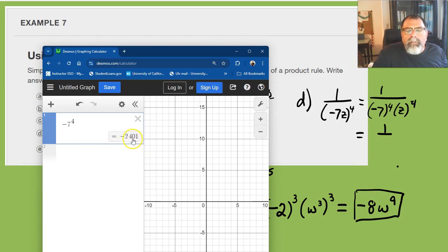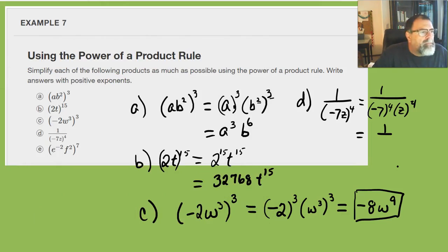see, it's negative 2,401. But if I put parentheses around it, the way that this is interpreted is this is the opposite of 7 to the 4th. So you're doing 7 to the 4th first, and then taking the opposite of that. Without parentheses it's interpreted as the opposite of 7 to the 4th; with the parentheses it's negative 7 to the 4th. So one answer you'll get positive, the other one you'll get negative. So it's important to know which one it is. So what did we say the answer was? 2,401, and then z to the 4th.